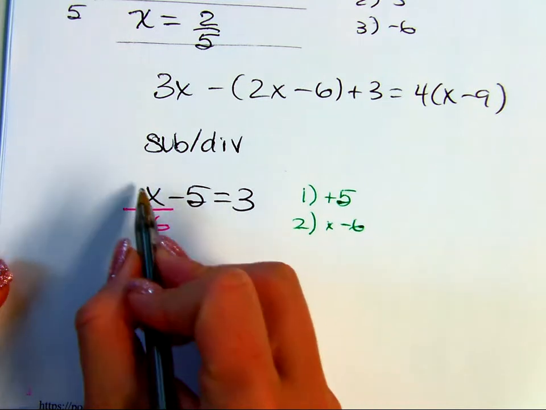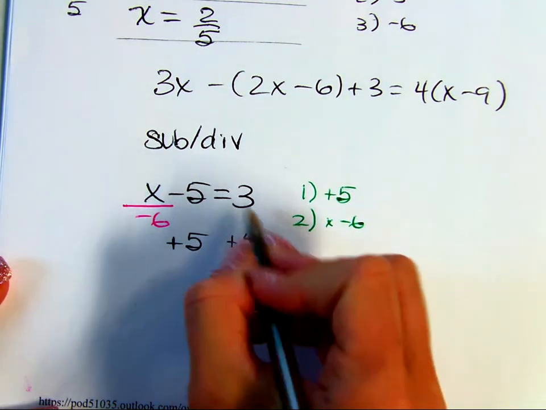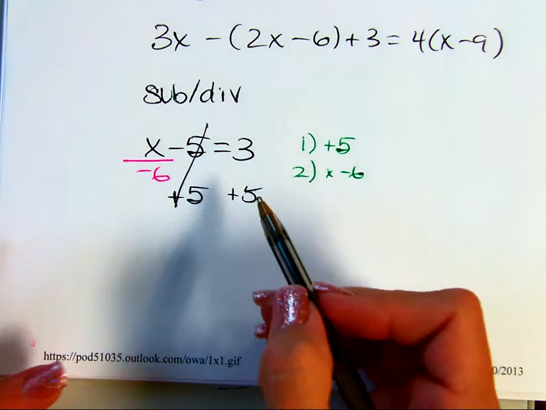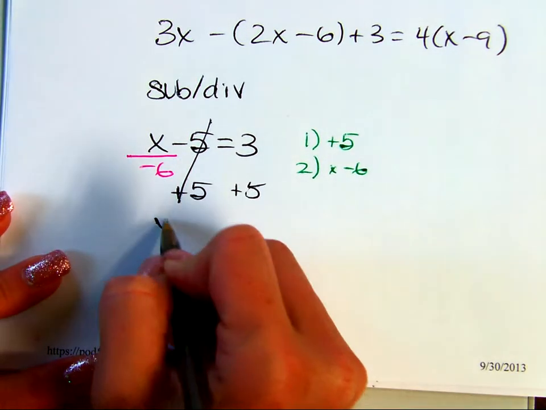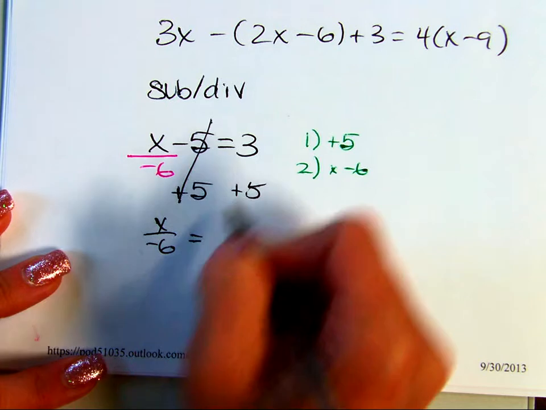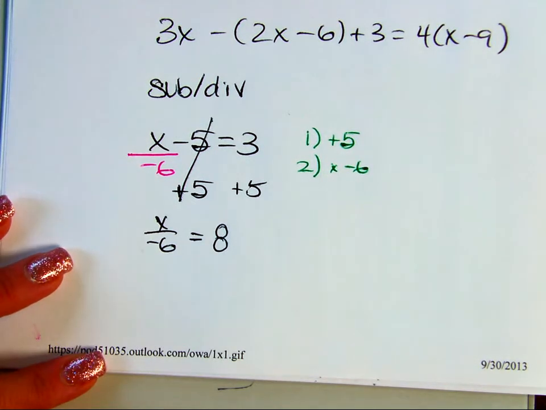So here's line 1. I know the multiplication or the division ones are a little weird, but so add 5, add 5. Done. After you do that, the next line gets what's left. An x over negative 6 is left here, and a 3 plus 5 is 8 is left there. Good so far?